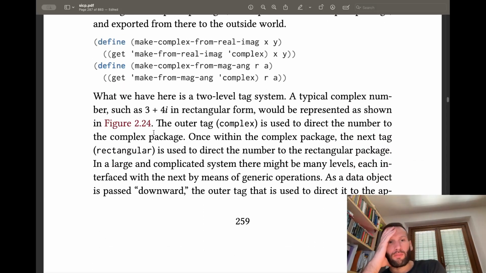What we have here is a two-level tag system. A typical complex number such as 3 plus 4i in rectangular form would be represented as shown in figure 2.24. The outer tag complex is used to direct the number to the complex package. Once within the complex package, the next tag, rectangular, is used to direct the number to the rectangular package.